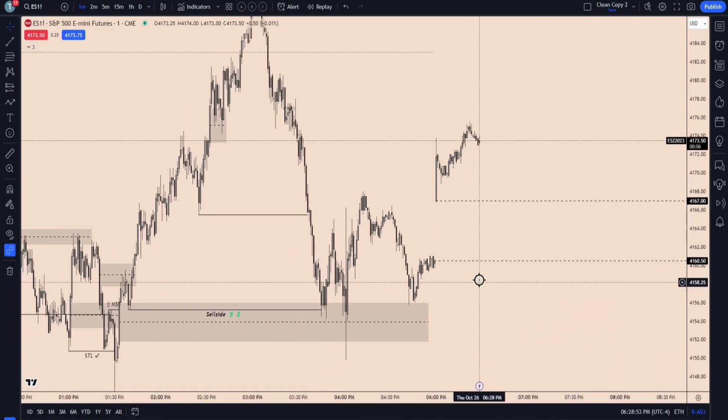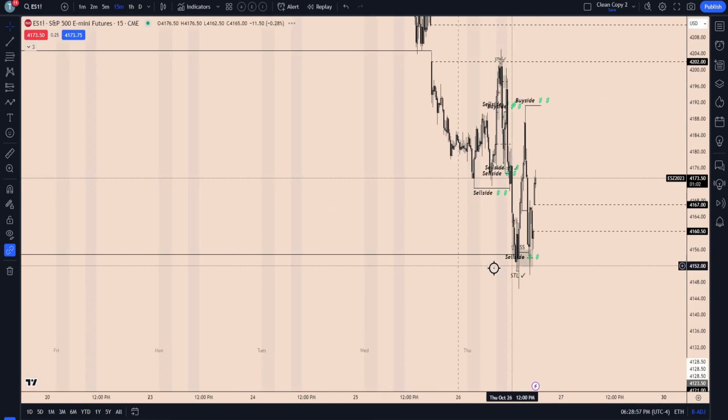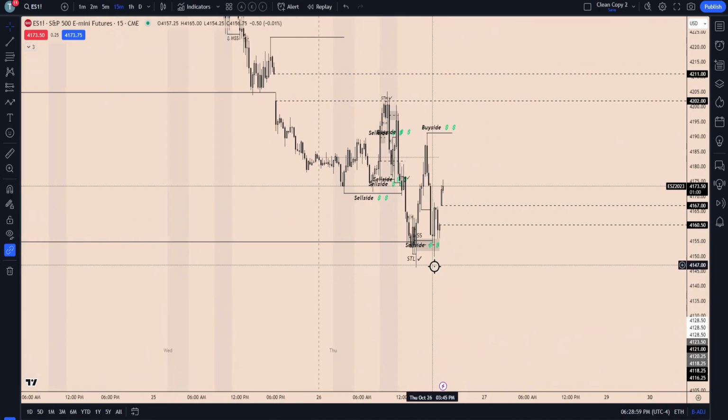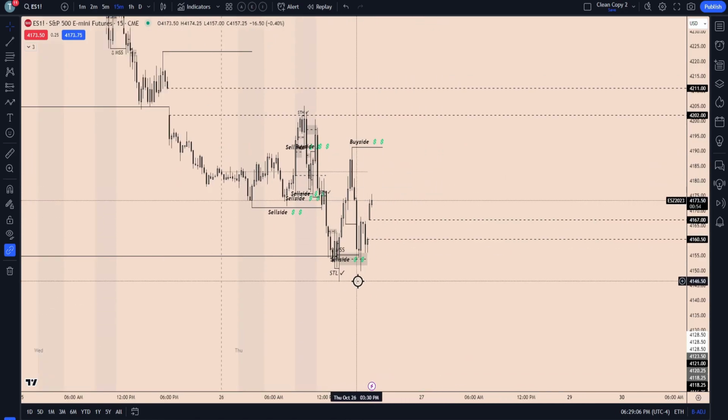If we were to break underneath that, then I still think we can continue to attack lows. So we don't necessarily want to try to be calling the low. We'll look for a short-term retracement, but if price shows that it wants to continue to run out lows, we'll hop on board with that.